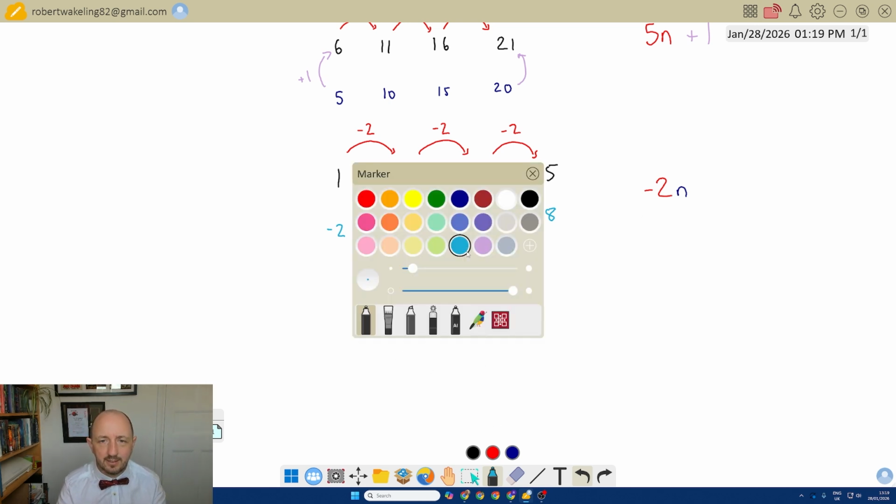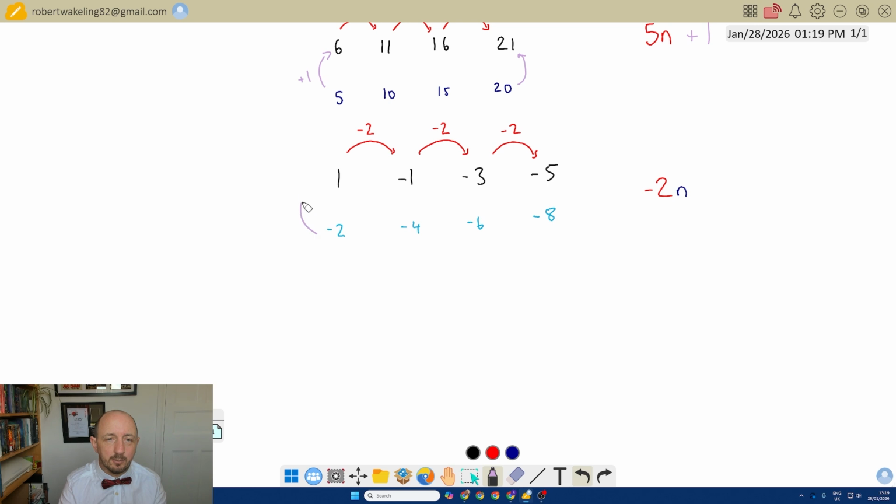And then we ask ourselves the same question. How do I go from here to here, or here to here? Minus 2, I need to add 3 to get to 1. Or minus 8 to minus 5 might be easier to spot. We need to add 3 each time. So there's our nth term.